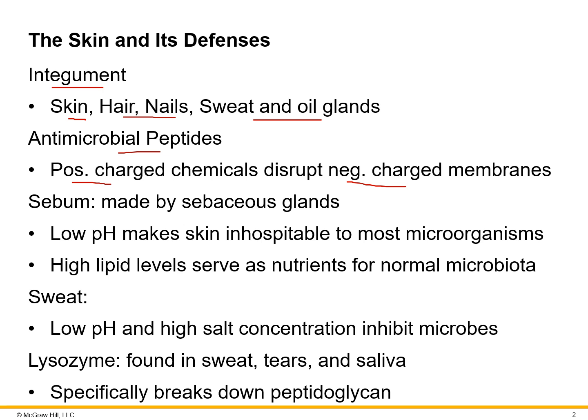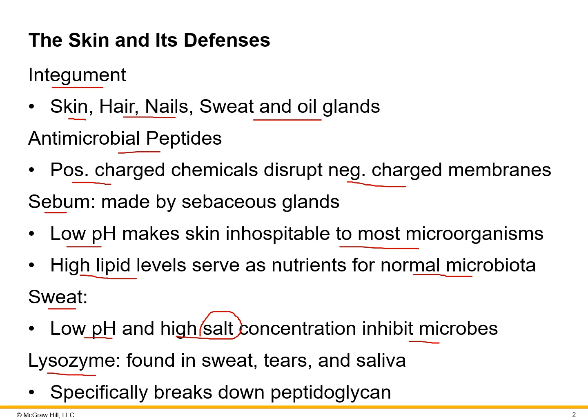In addition, a few other things. Sebum, which is made by the sebaceous glands, has a low pH, so it keeps the skin nice and acidic, makes it inhospitable for a lot of microbes because they like a neutral pH. But also, of course, there are organisms in the normal microbiota of the skin. The sebum also provides a lot of fats and lipids that provide nutrients for them. Then sweat as well has that low pH that helps produce that acidic nature, but also a high salt concentration. Again, that inhibits a lot of microbes because they don't like the extra salt.